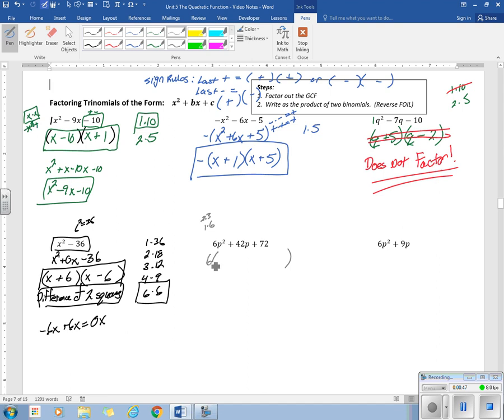Okay, so 6 times p squared, for this it's just distribution. Now 6 times what is 6p squared? Well, it's 6 times p squared, plus 6 times what is 42p? Well, that's going to be 6 times 7p, and then 6 times what is 72? Well, that's plus 12. So getting that GCF out, we now see it matches up with the rest of our examples, where there's a 1 in front of our squared term.